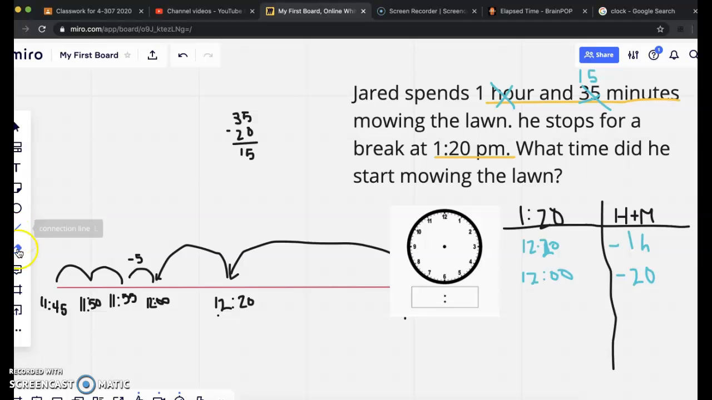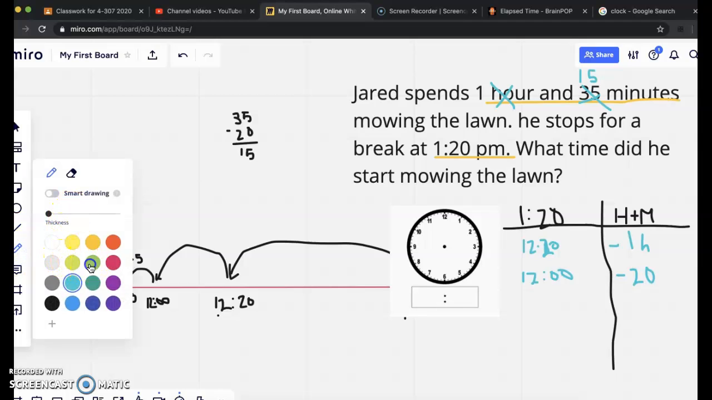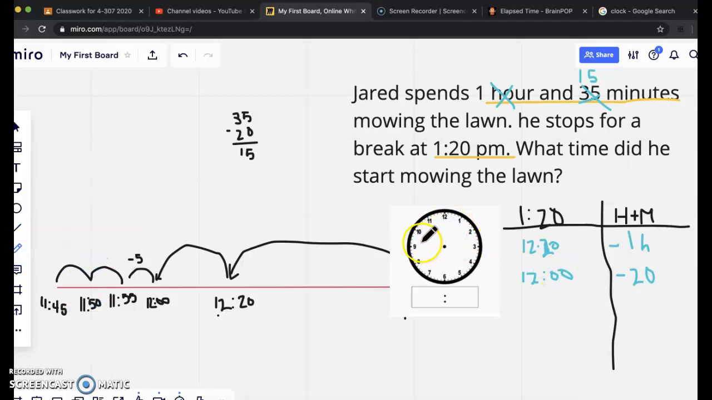Now we are at 12 o'clock, which means the big hand is here and the little hand is also here. That's what 12 o'clock looks like. We've got to move this big hand back, so we're going to go back 5 minutes. 5, 10, 15 minutes. So that would be 12, and I'm going to move this big hand here.